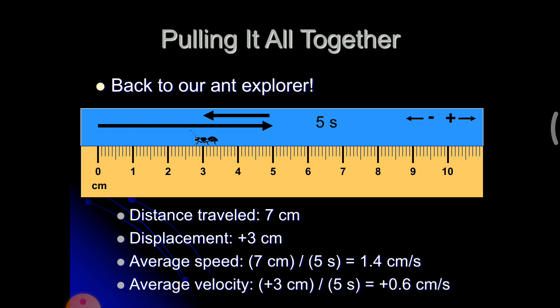For average velocity, the velocity equals displacement by time. Here the displacement equals plus 3 centimeter and the time equals 5 seconds. Dividing plus 3 by 5, we get plus 0.6 centimeter per second. The plus represents the direction of the ant. Velocity has direction, magnitude and unit. Speed has only magnitude and unit.